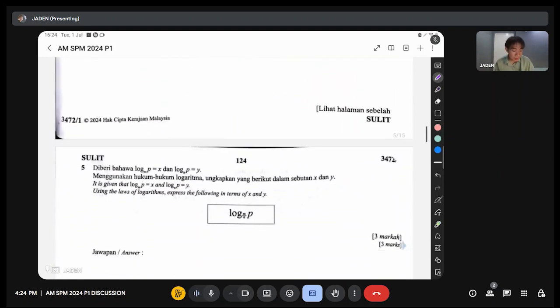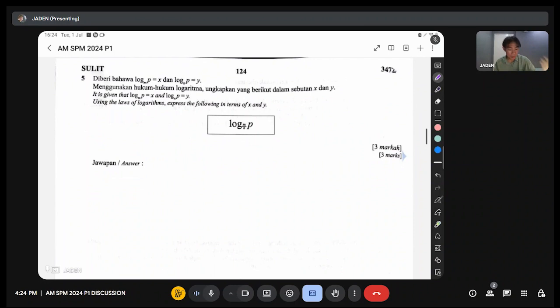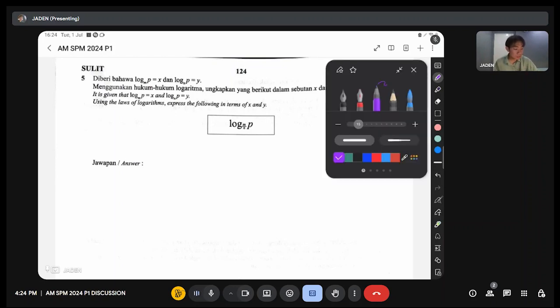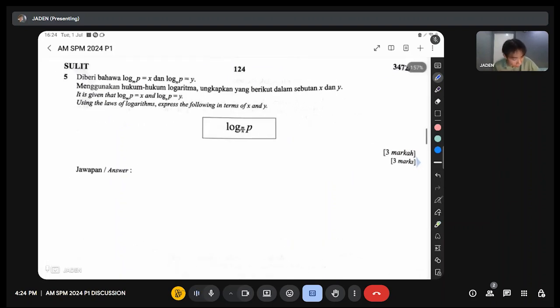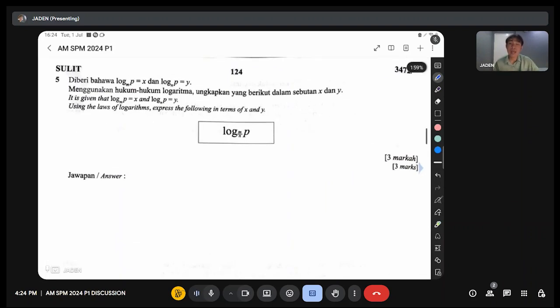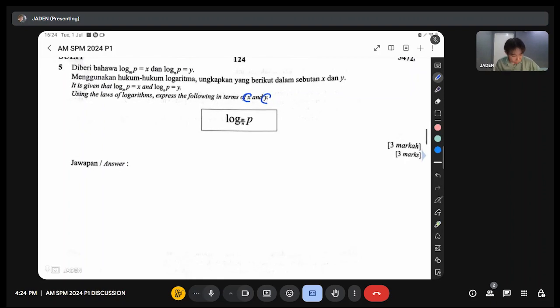Okay, number 5. We come into logarithm questions, which I think most of the students might struggle with. But if you understand how to apply those laws, it'll be very easy for you to solve this. Okay, let's see. We have log_m p equal to x, we have log_n p equal to y. Using the laws of logarithm, express the following in terms of x and y. We start from this one. So what do we do first?